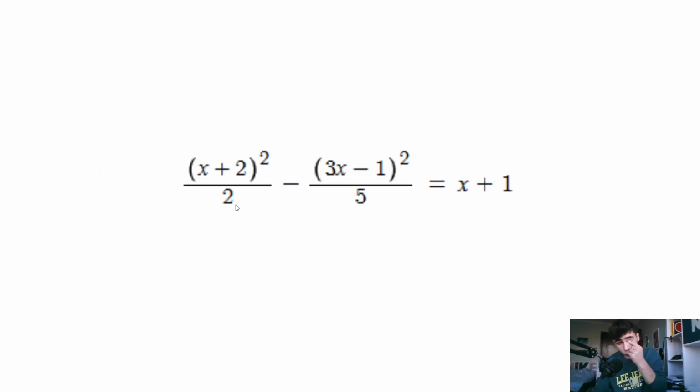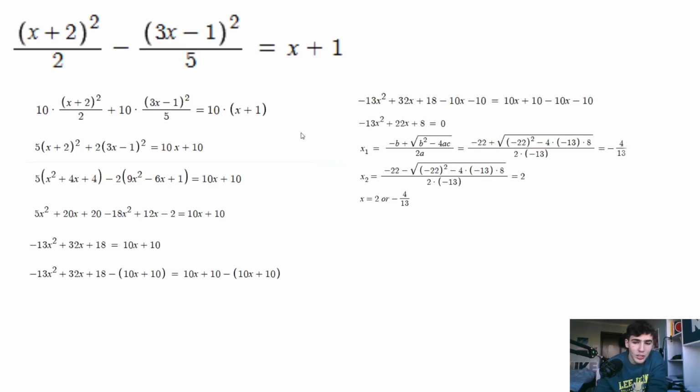Okay, now here we have divisions. It kind of throws some people off, maybe, and it looks really weird, but this has an easy solution. Just ignore the complexity of everything that is shown here. Just follow my lead. I multiplied these and this answer by 10, the common multiple of 2 and 5. We could have also multiplied it by 20, by 30, even by 40, but 10 is a simpler number and it's easier to use. We multiplied x plus 2 squared divided by 2 and 3x minus 1 squared divided by 5 and x plus 1 by 10.